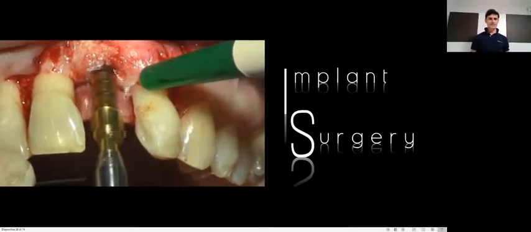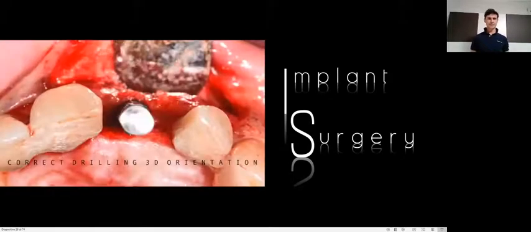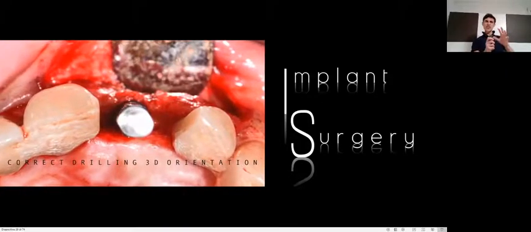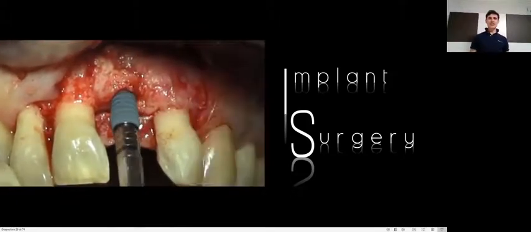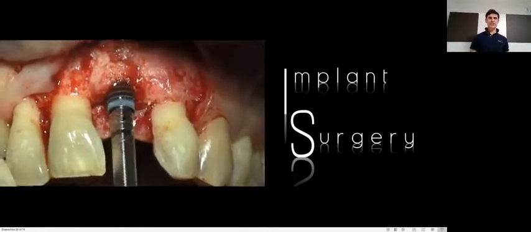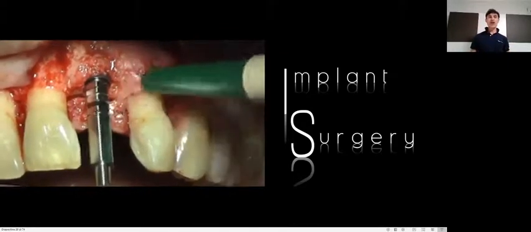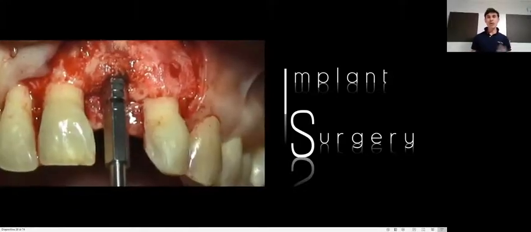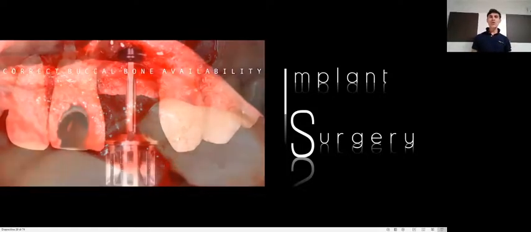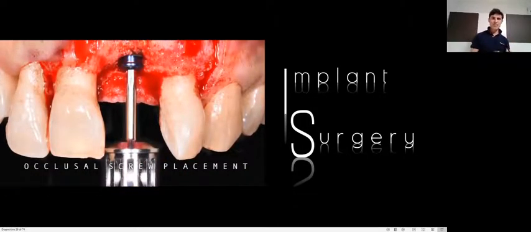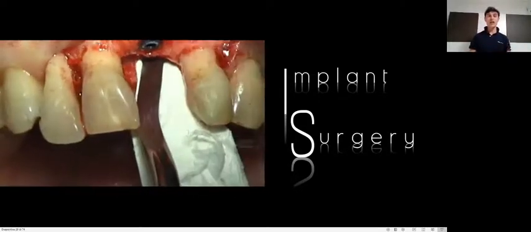Different phases of the drilling, and the correct drilling 3D orientation, very helpful for us, and the gently fixture placement into position 1 to 2 millimeters subcrestally, because of the precision of this connection may allow us to stay safe in this case, right? No peri-implant bone resorption due to a subcrestal position will occur.